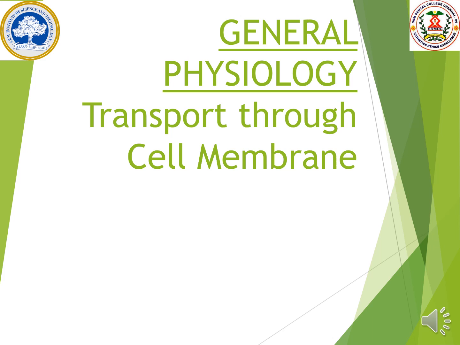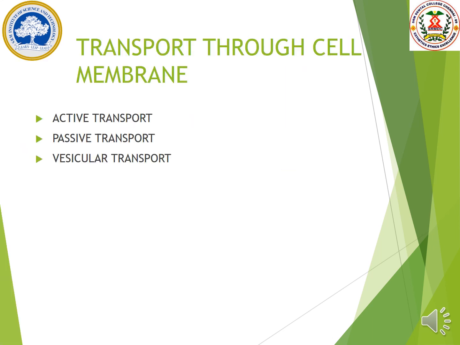So today we are going to see about transport through the cell membrane. How is the transportation going to take place through your cell membrane? Transportation is the ionic exchange from ICF into your ECF or from ECF into your ICF. This transport mechanism is classified into three types: active transport, passive transport and vesicular transport.